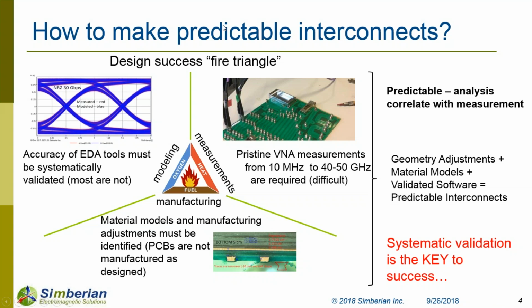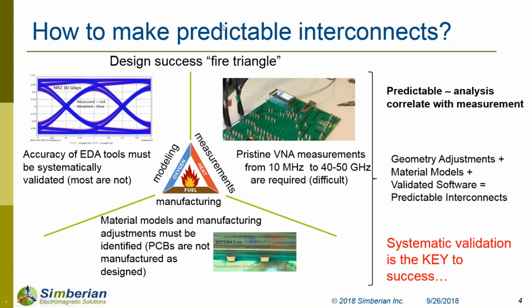Material models and manufacturing adjustments need to be identified. PCBs are not manufactured as designed. Here, the biggest problem is the lack of material models. Usually we only get from the manufacturer values for the Dk and Df at certain frequency points, and no information about the type of copper foil, so no useful data that we can use for simulation.